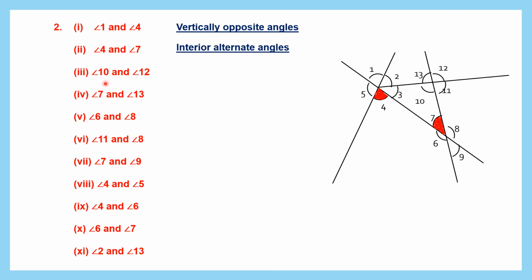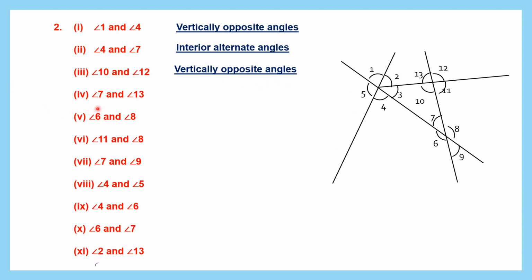Now let's look at angle 10 and 12. So we have 10 here and we have 12 here. Now look only at angles 10 and 12. Don't look at any other angles. So here, as you can see, two lines have intersected at a point and these two angles are opposite each other. So they are vertically opposite angles.